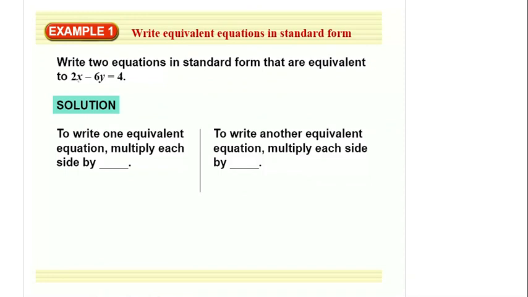So in our first example, we have 2x minus 6y equals 4. To write one equivalent equation, I'm just going to choose a number. I'm going to say 2, so let's multiply each side by 2. That means we need to multiply everything there by 2. So the left side by 2, both terms, and that right side by 2. And when we do that, we get 4x minus 12y equals 8.